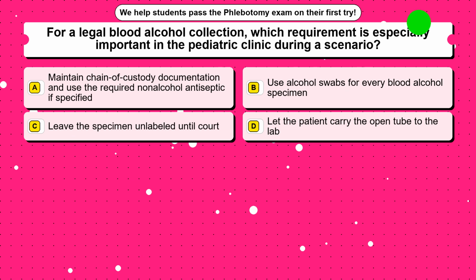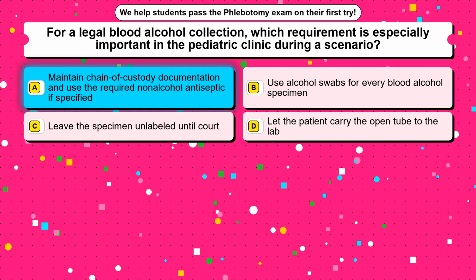Question 43. For illegal blood alcohol collection, which requirement is especially important in the pediatric clinic during a scenario? Option A. Maintain chain of custody documentation and use the required non-alcohol antiseptic if specified. Option B. Use alcohol swabs for every blood alcohol specimen. Option C. Leave the specimen unlabeled until court. Option D. Let the patient carry the open tube to the lab.